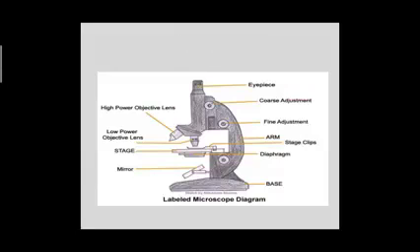This is the diagram which you have to draw in your practical notebooks and label it accordingly. Here you can see there is a stage, and stage is basically to hold a slide, and there are the clips to adjust the slide which are on the stage, and there is a diaphragm to adjust the amount of light, and the base.